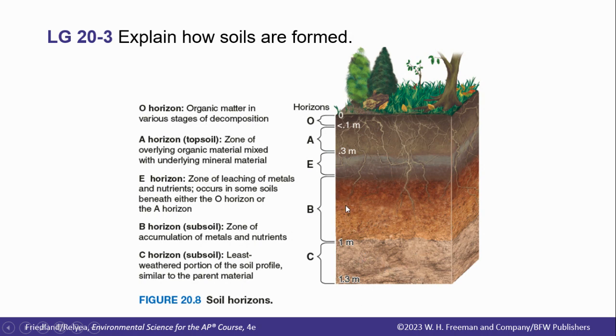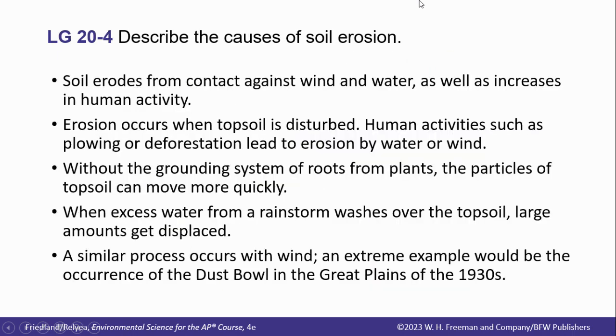Our B is going to have a mix of minerals and metals and nutrients. E is going to be where things kind of leach down into. A is going to be topsoil, and O is where our organic matter is. And then notice that we're in meters, so less than a tenth of a meter, less than a third of a meter, 1 meter down, and 1.3 meters. So it's not very deep to get to that rock layer.